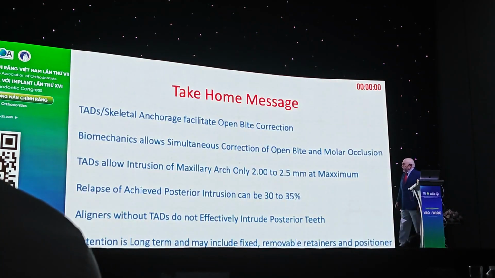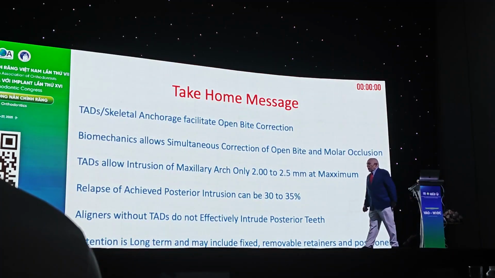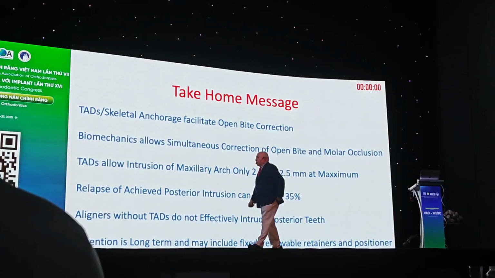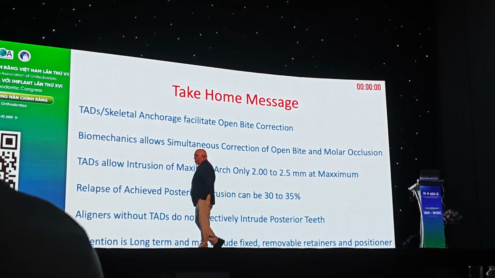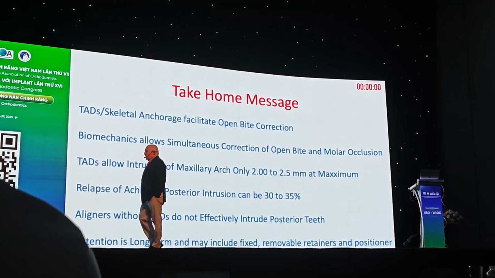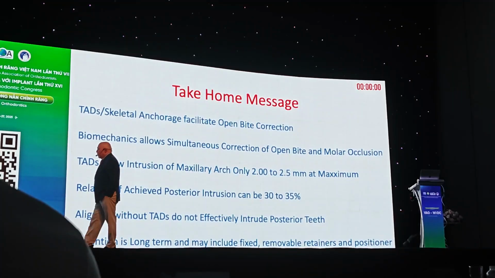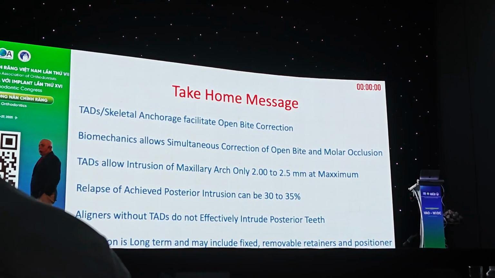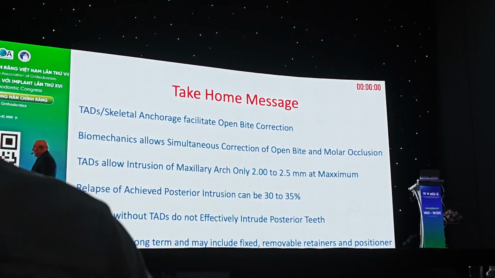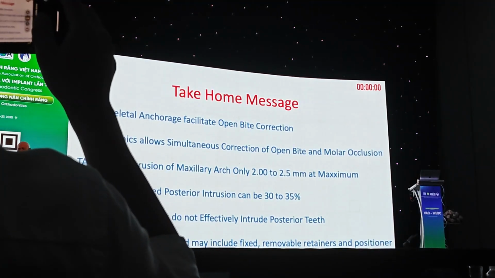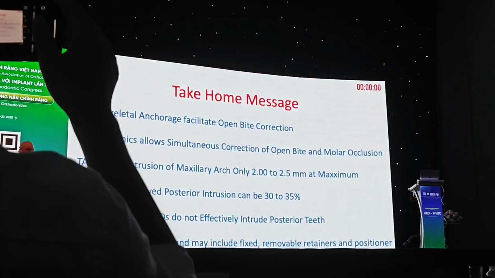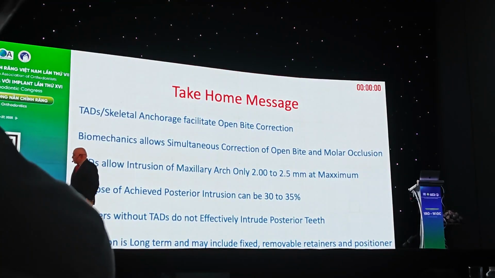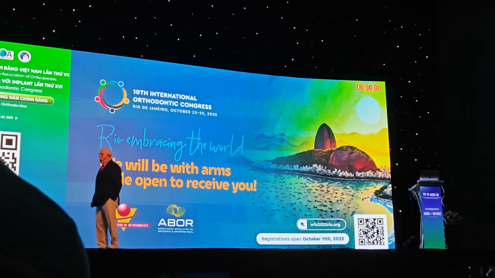So what is the take-home message? Clear aligner therapy facilitates open bite correction. Biomechanics allows simultaneous correction of open bite and occlusion. TADs allow intrusion of the maxillary arch only. Relapse of posterior intrusion can be 30 to 35%. Aligners without TADs do not effectively intrude posterior teeth. And retention is long-term and may include fixed and removable retainers and positioners over a long time.